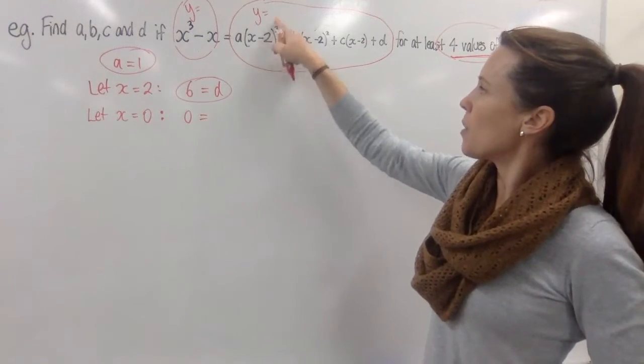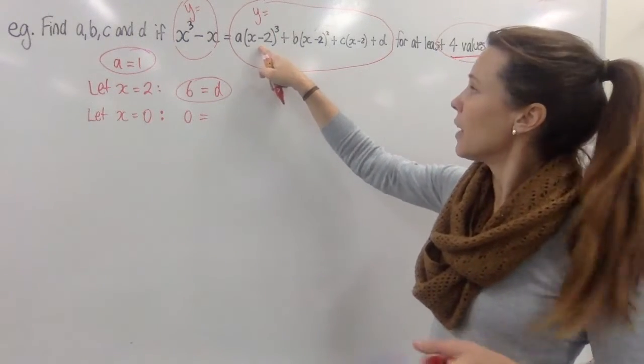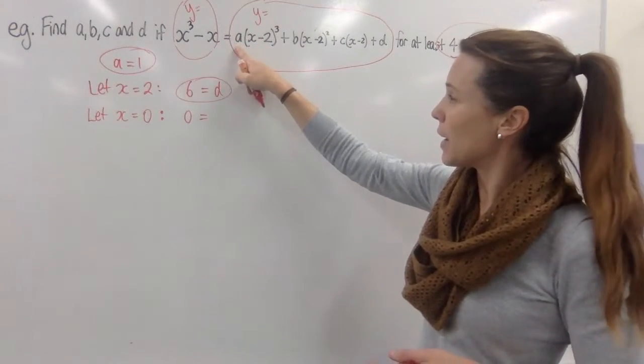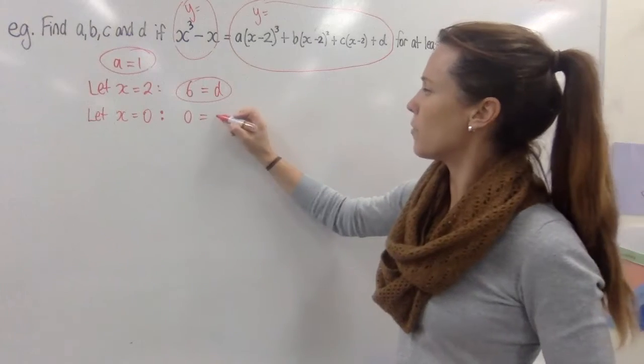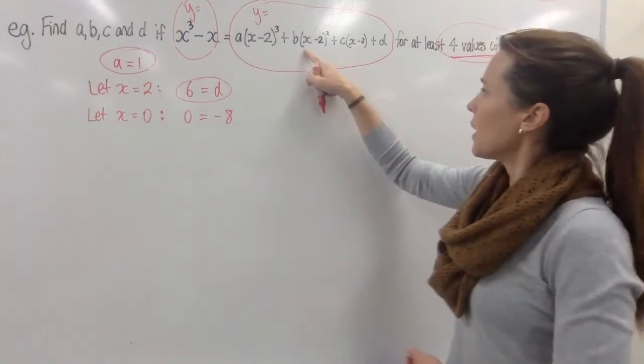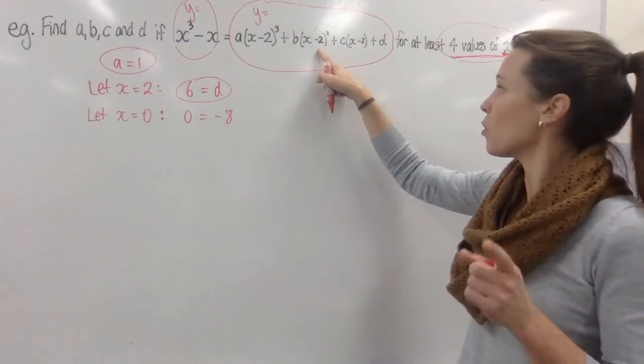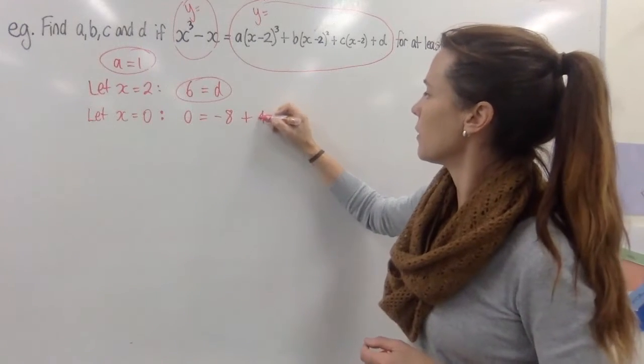I'm going to cube negative 2 to get minus 8 here, and I'll have minus 8 times a. But I already know that a is 1. So negative 8 times 1, I've just got negative 8 there. Here I'll have negative 2 squared. That's 4. So I've got 4b.